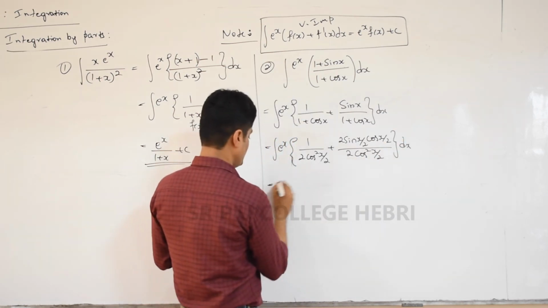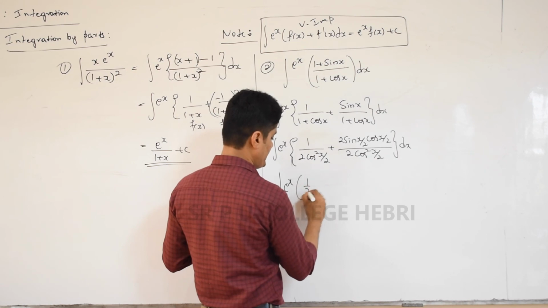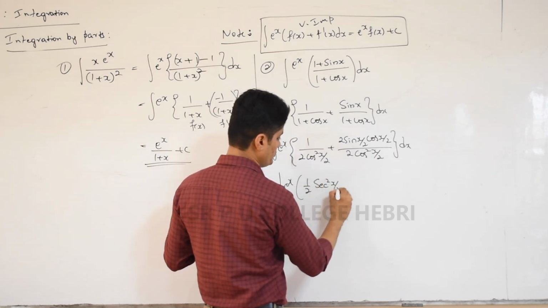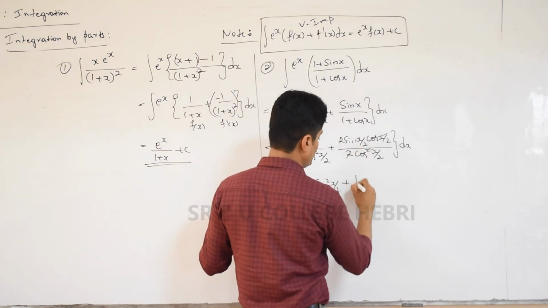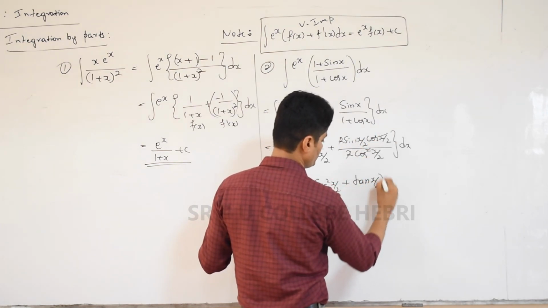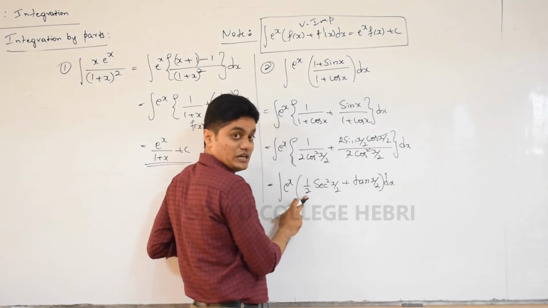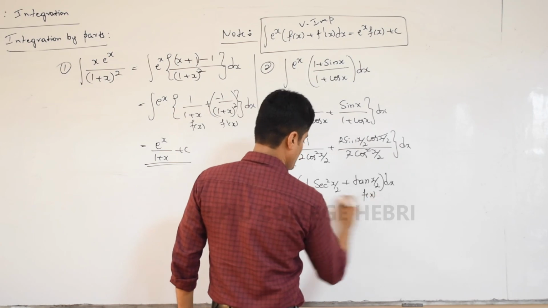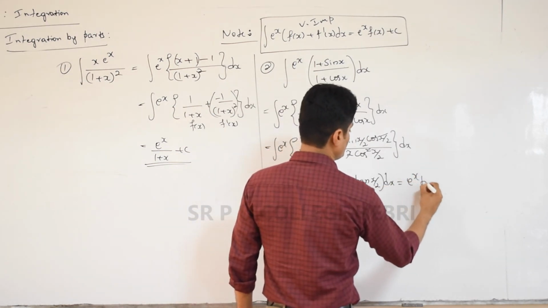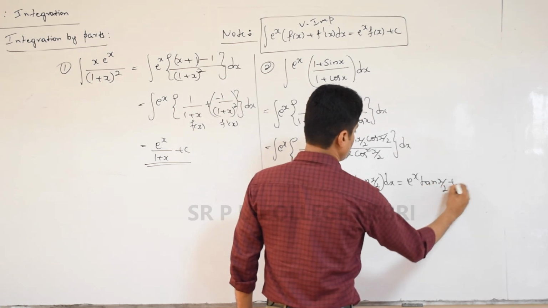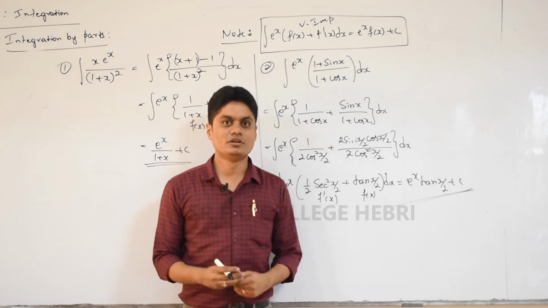Right? So this is nothing but e power x into, so this you can write as 1 by 2 into secant square x by 2, plus, the 2 cancels, 1 sin x by 2 and 1 cos x by 2 cancel, you'll get tan x by 2 over. What is the differentiation of tan x by 2? Secant square x by 2 into half. So this is f of x, this is f dash of x. So in the next step you can write the answer as e power x into tan x by 2 plus c. That's it. Did you understand?